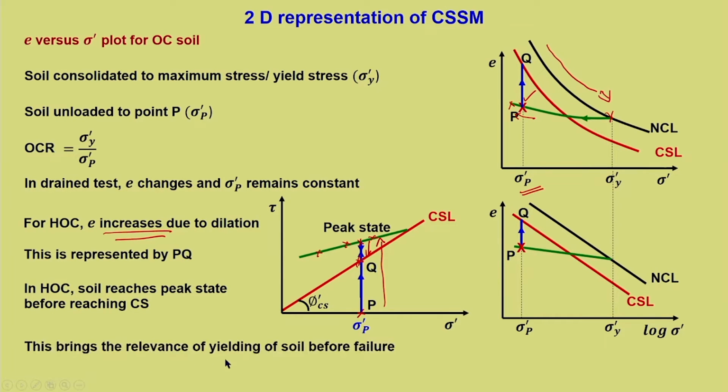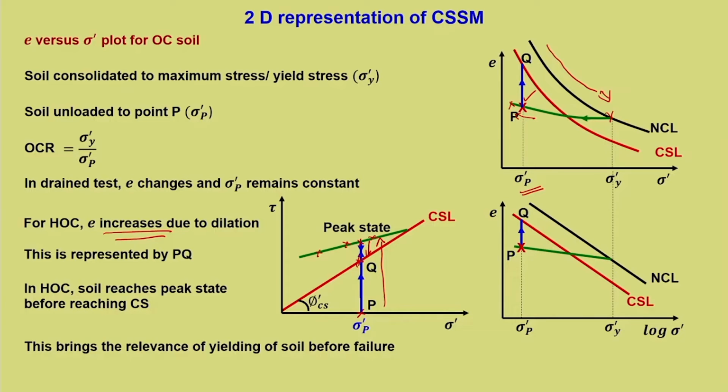Now, this brings the relevance of yielding of soil before failure. You may ask why it is crossing the critical state line, since it would have failed by this time. It is not like that. For any soil to fail, it should yield first. From elastic, to the point of yielding, and then failure. This is the sequence of events.